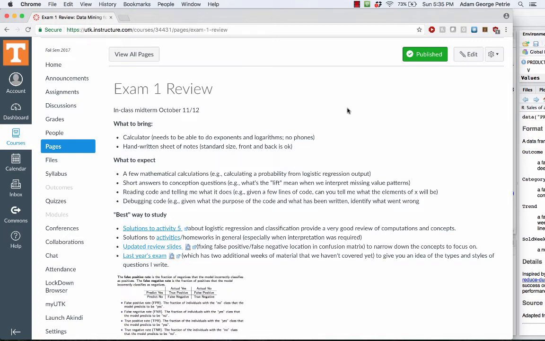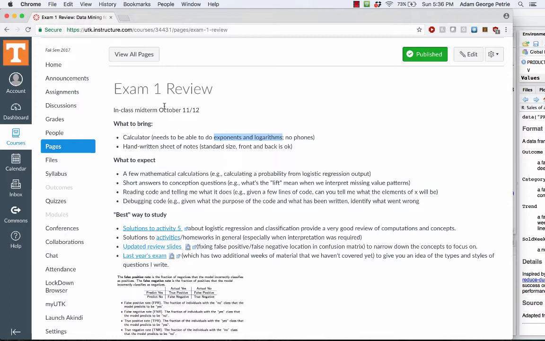All right, everyone, let's talk about our in-class midterm for Wednesday and Thursday, October 11th or 12th. The first thing you're going to want to make sure to do is bring the right instruments. One thing you're going to need is a calculator that's able to do exponents and logarithms. This can't be on your phone. It can be any other standard calculator. You're just not going to be using your laptops or your phones at all during the exam. So whatever other calculator you want to bring is totally fine by me.